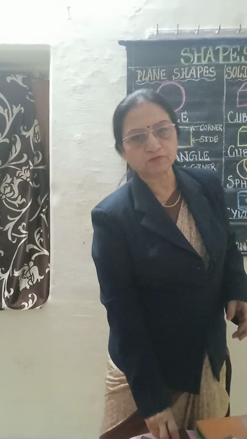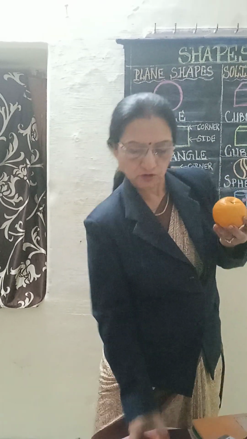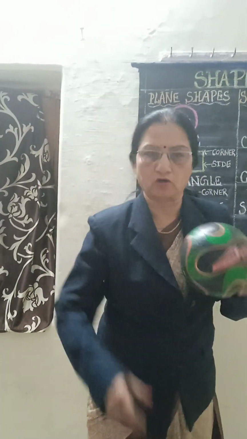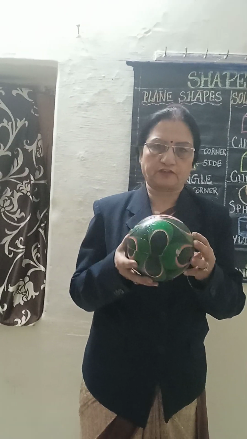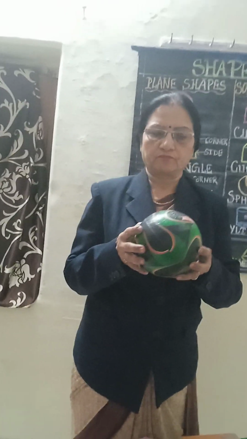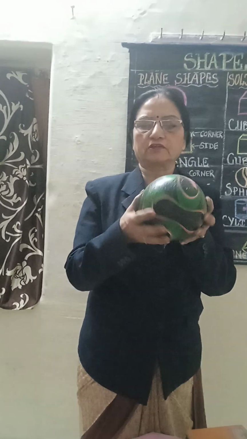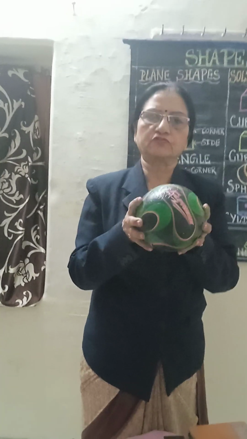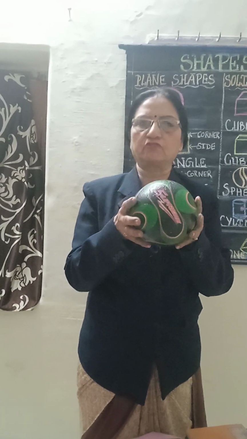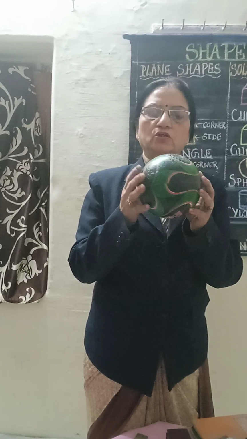Next we will take the example of sphere. The examples of sphere are this orange, tomato, lemon and this ball. These all are examples of sphere. Now in the sphere, this is the curved face. This is called the face and it is called the curved face. Okay? So in the sphere, only one curved face is there. There is no edge, no corner. In the sphere, there is no corner, no vertex, no edges, only one curved face.